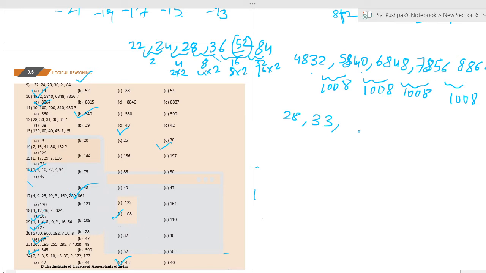28, 33, 31, 36, 34. So guys, what is the difference here? 5. The difference is minus 2. The difference is 5. The difference is minus 2. 28 plus 5 is 33. 33 minus 2 is 31. 31 plus 5 is 36. 36 minus 2 is 34. So if you see, there's a pattern in the differences: 5 minus 2, 5 minus 2. So what will be the next one? Plus 5. The answer will be 39.